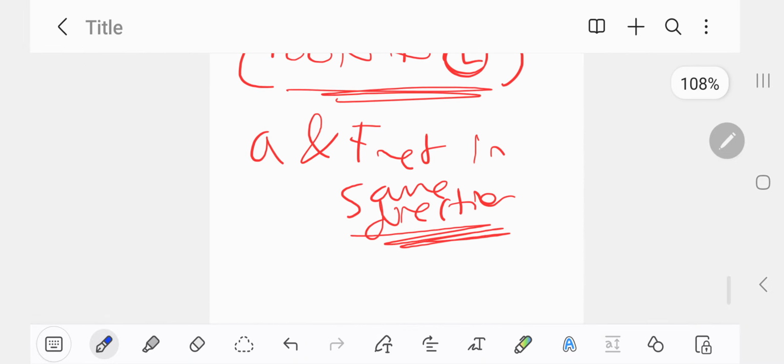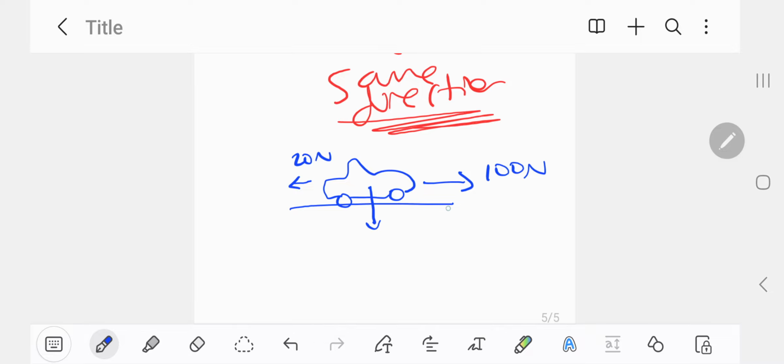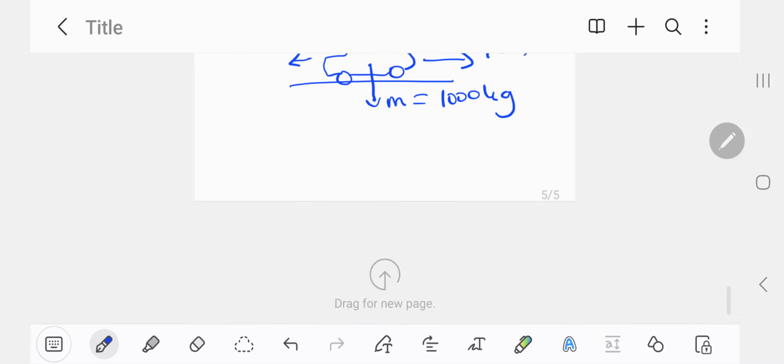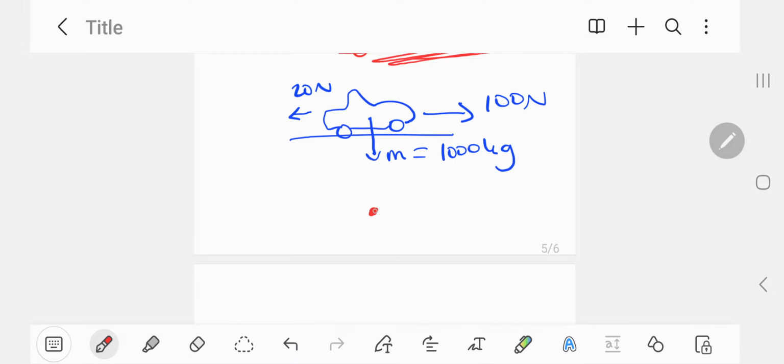Here's another example. Suppose I have a car moving to the right this time at 100 newtons, friction at 20 newtons, and the mass is 1,000 kilos. So we need to draw a free body diagram showing all the forces here. Let's do it. Let's draw a dot for the car. Now the mass is given, not the force. We need to convert this to weight. The weight force is mg, mass times gravity. Mass is 1,000, gravity is 9.8. 1,000 times 9.8 is 9,800 newtons.